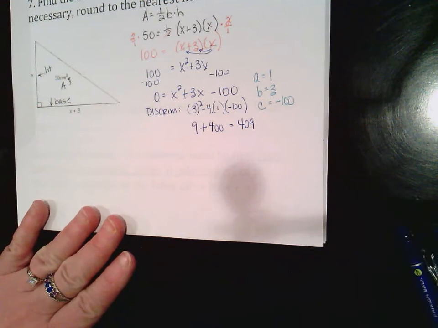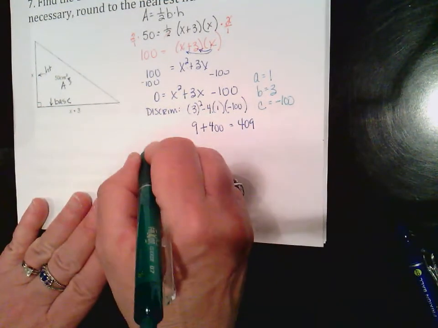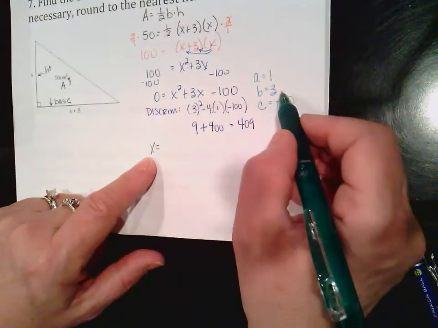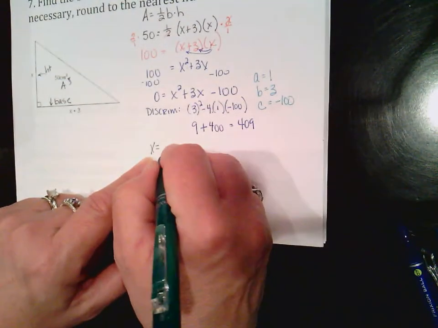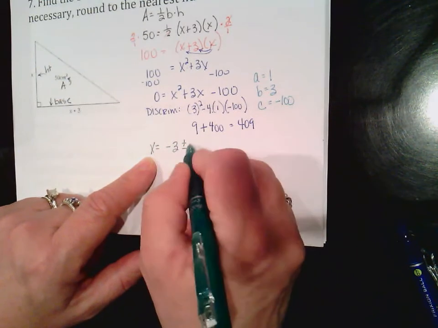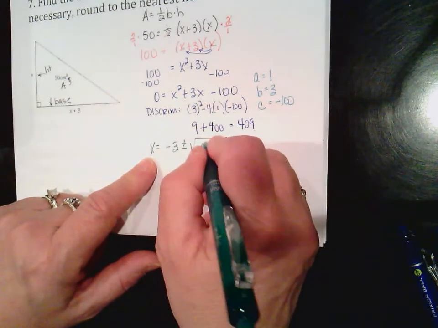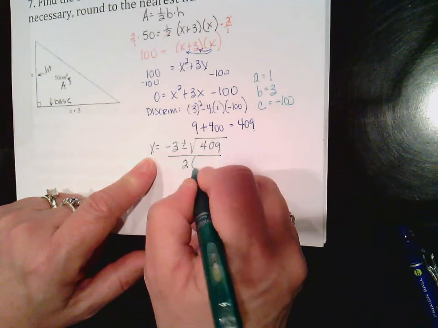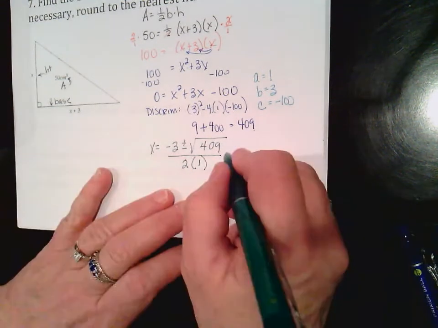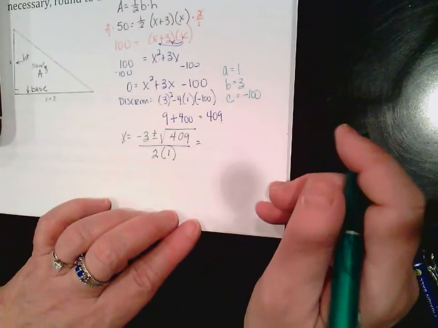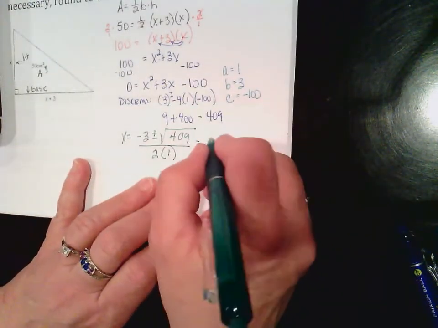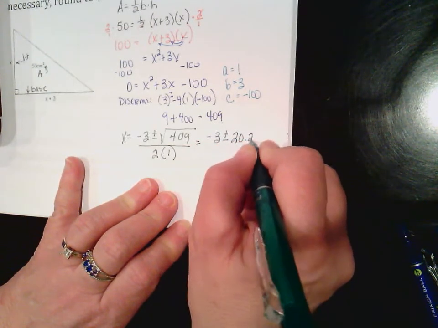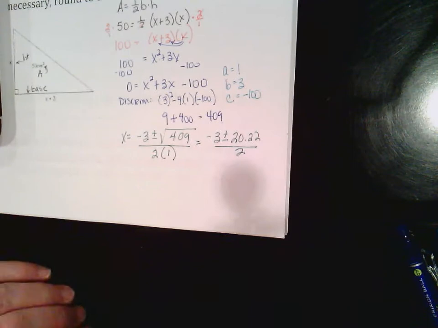I'm going to plug those in, the 409 into my formula to find x, into my quadratic formula. X is the opposite of b, opposite of 3, plus or minus the square root of my discriminant, which is 409, divided by 2 times my a, which is 1. The square root of 409 is 20.22, so this is negative 3 plus or minus 20.22 over 2. So that's going to be two solutions.